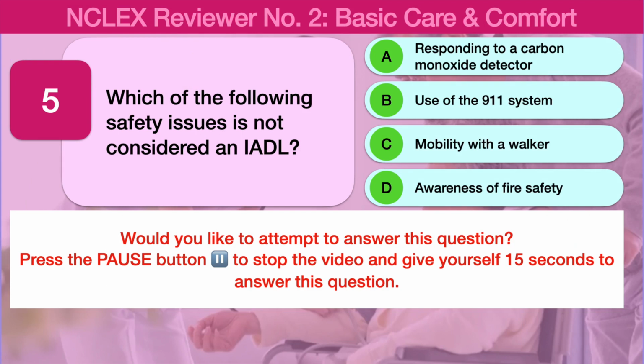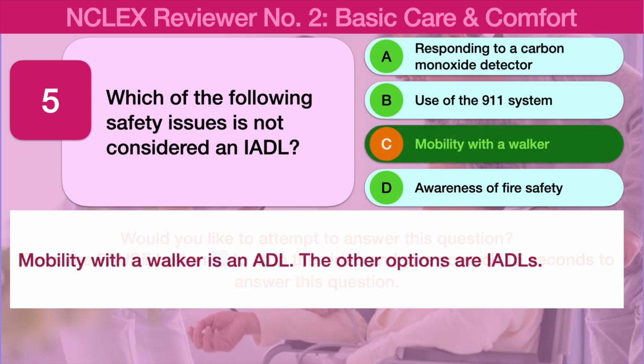Question number 5. Which of the following safety issues is not considered an IADL? A. Responding to a carbon monoxide detector. B. Use of the 911 system. C. Mobility with a walker. D. Awareness of fire safety. The correct answer is C.